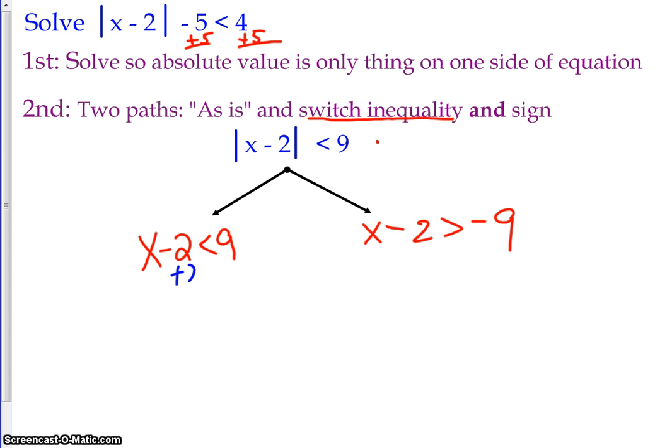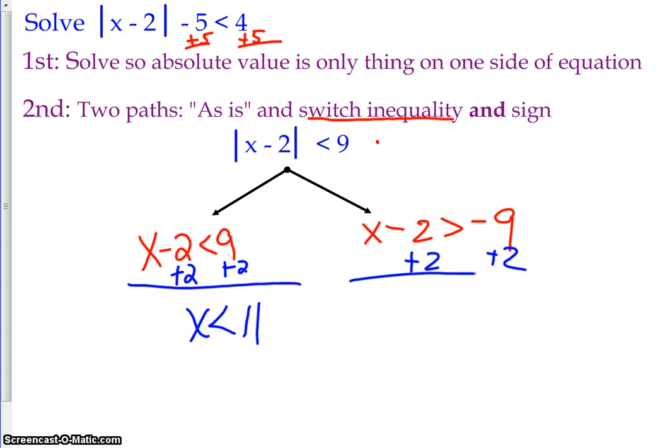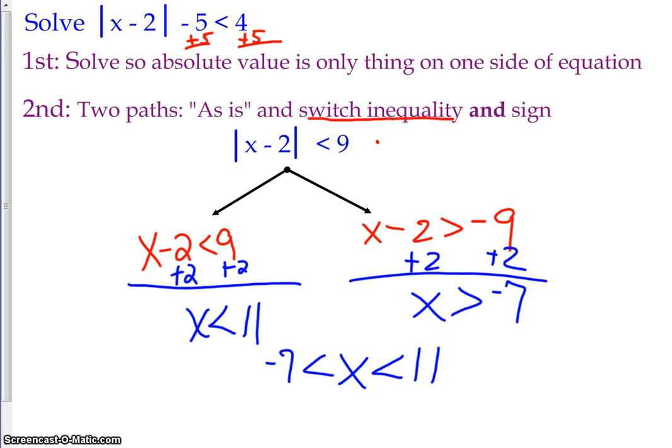So we're going to add 2 to both sides to solve this one. And then x would be less than 11. Adding 2 here to solve this, x would be greater than negative 7. So x is greater than negative 7, but at the same time less than 11. So we can write it all in one thing here, that x has to be greater than negative 7 and less than 11. So it's between the two.